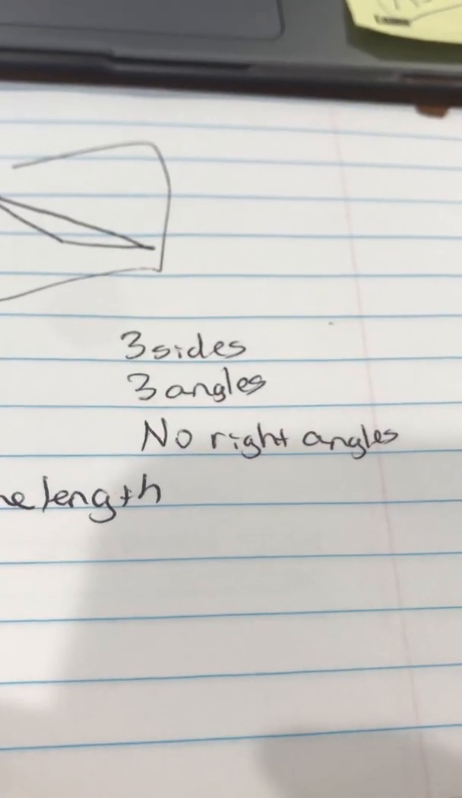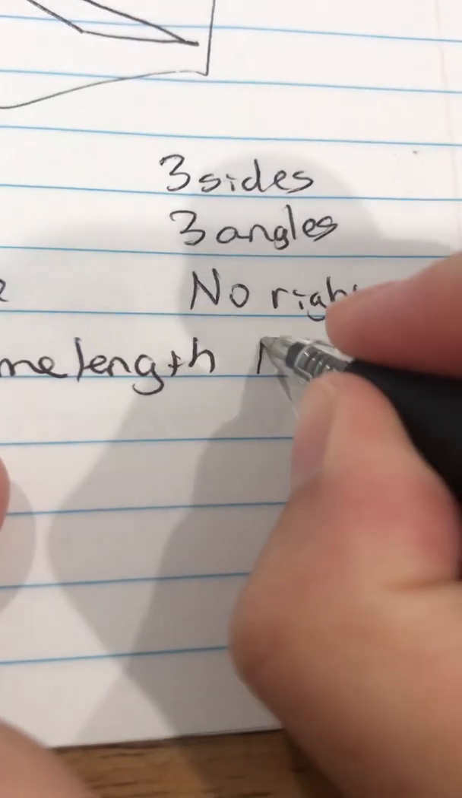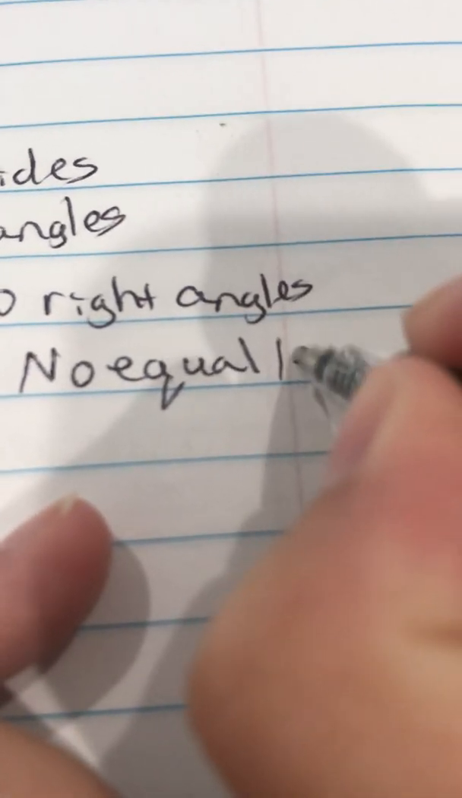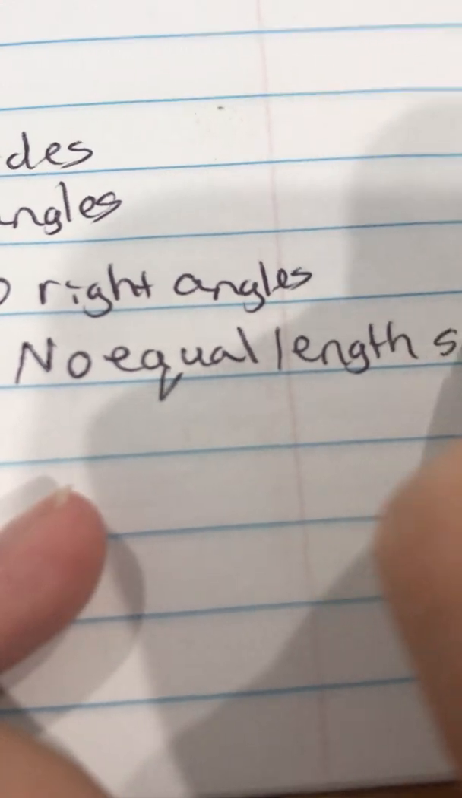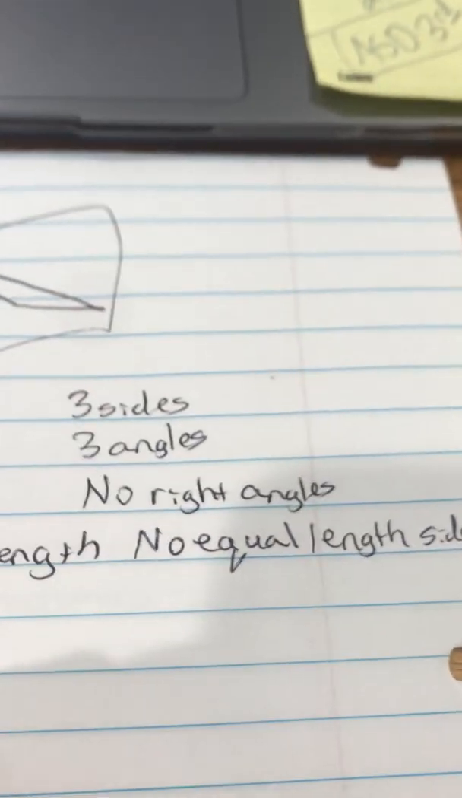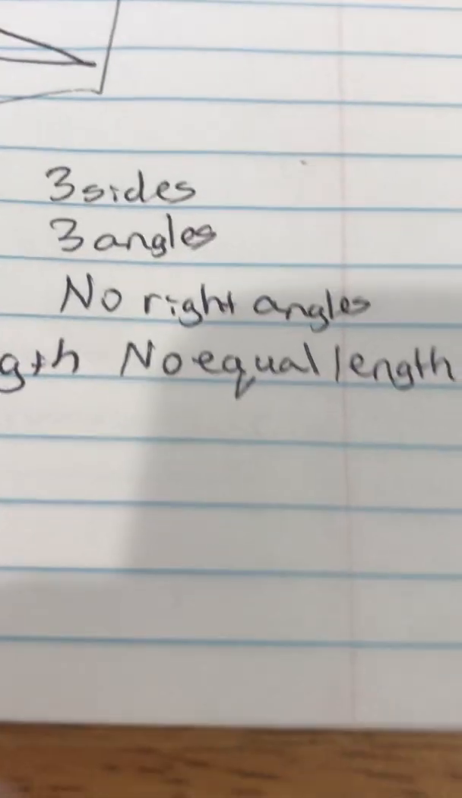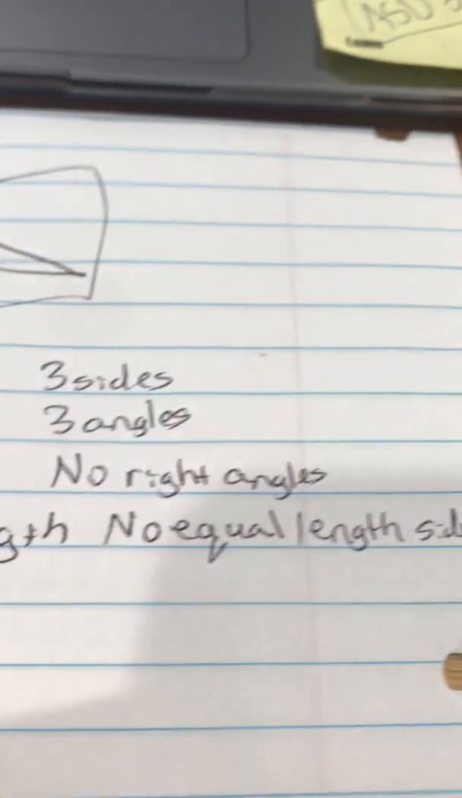Are any of the sides the same length? No. No equal length sides. Think of anything else? You could have written every side's different lengths. That would be okay too.